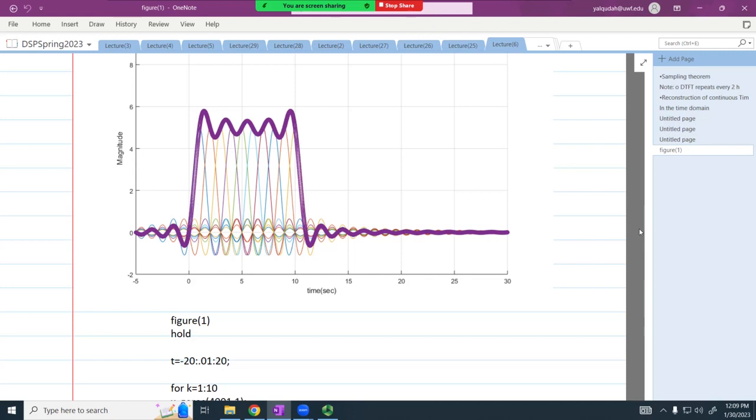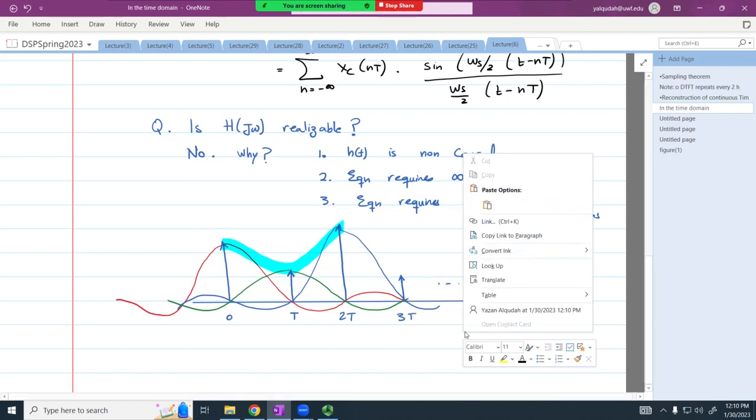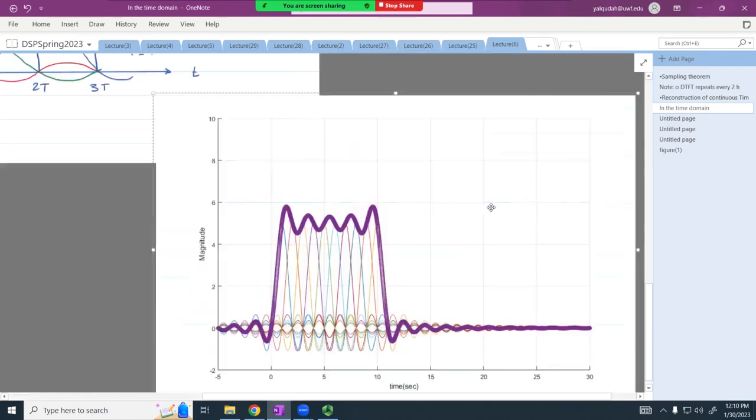Why does it not look like an ideal pulse? You know what I'm asking? You don't have samples in between those. What if you had more samples? It would look better. Well, more samples. Excellent.